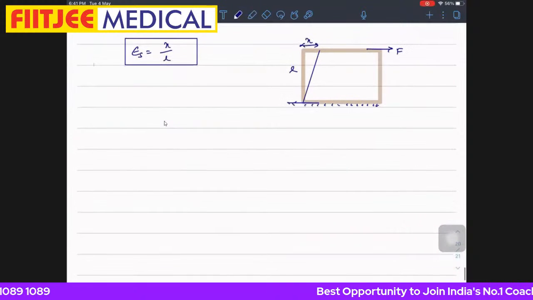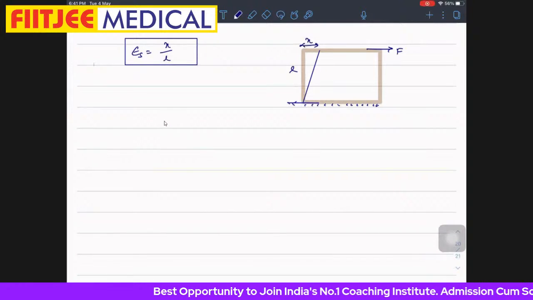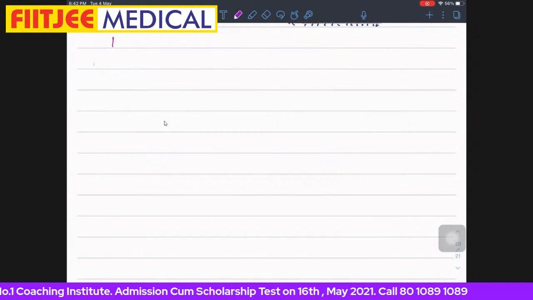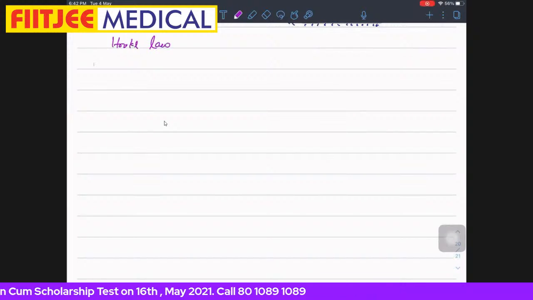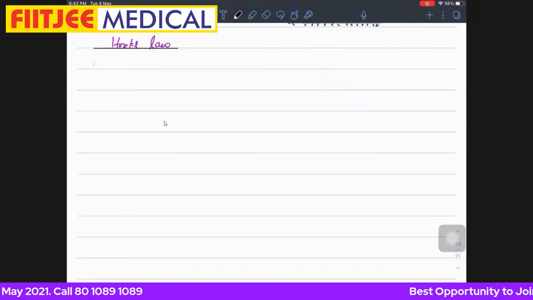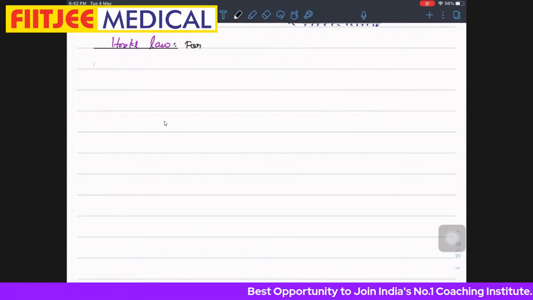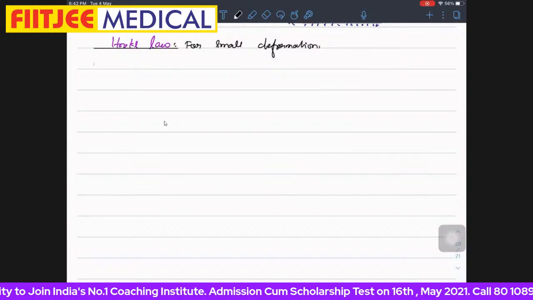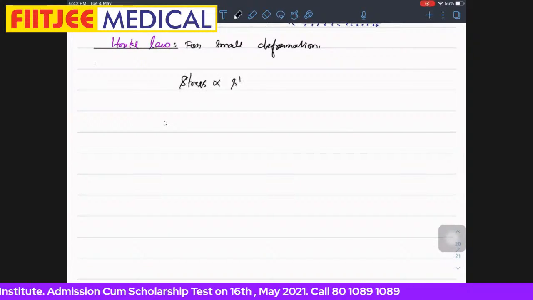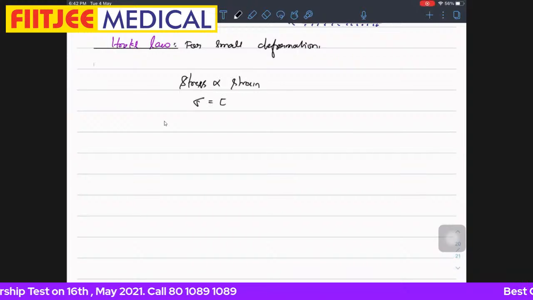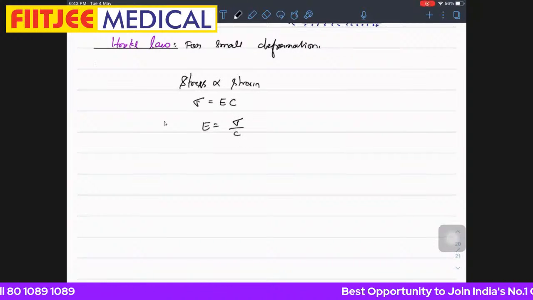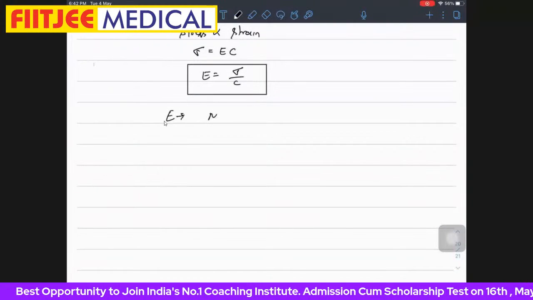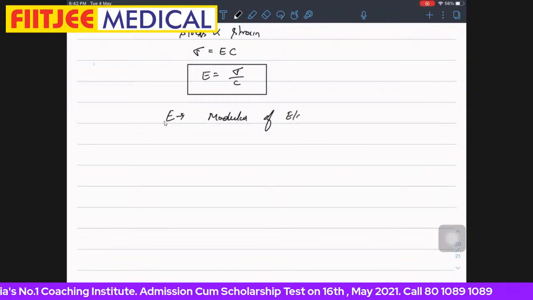Here, based on this, the relationship that relates stress and strain is called Hooke's law. What is Hooke's law? It says that for a small deformation, stress is directly proportional to strain. So sigma is equal to E into psi. E we define as sigma by psi. Here E is called modulus of elasticity.